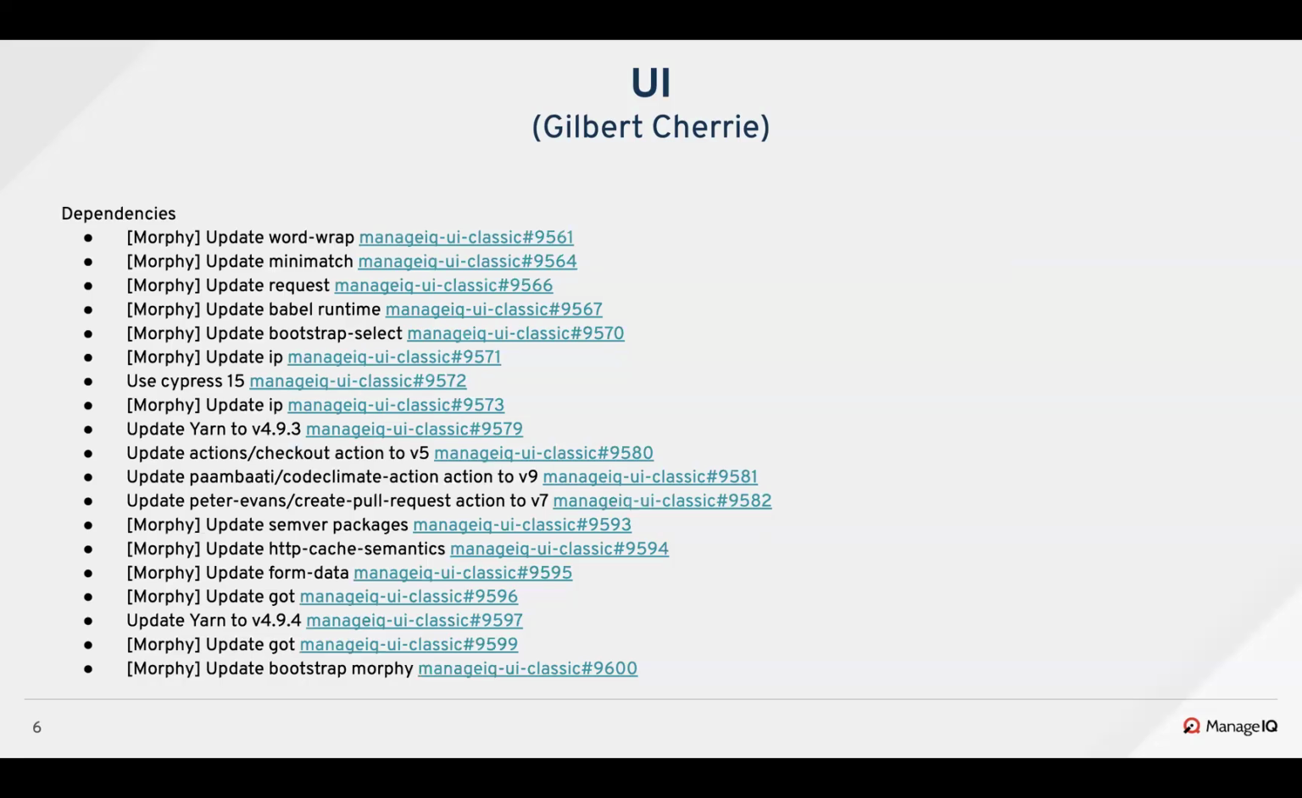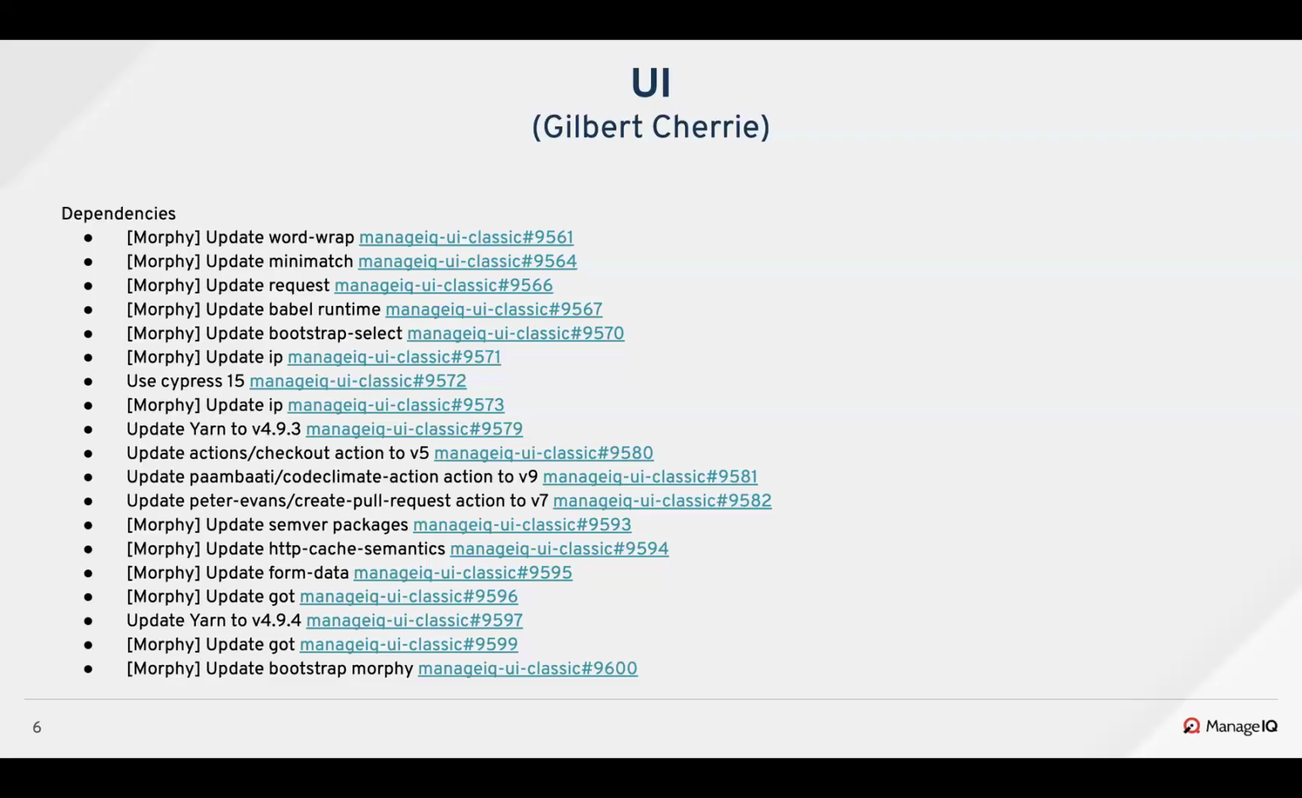And then we had some Renovate PRs that were able to be merged. Actions checkout to version 5. Pambadi code climate action to version 9. And Peter Evans create pull request to version 7.